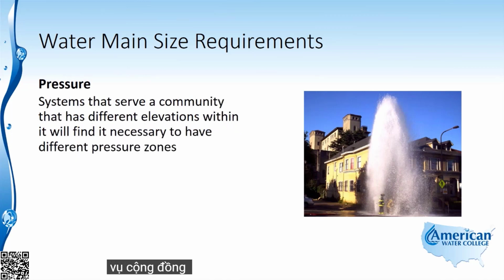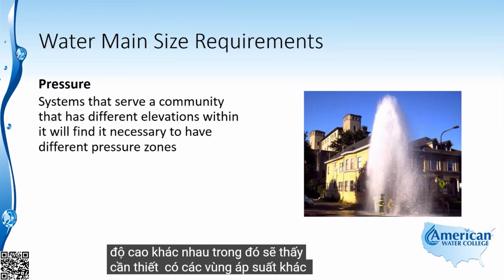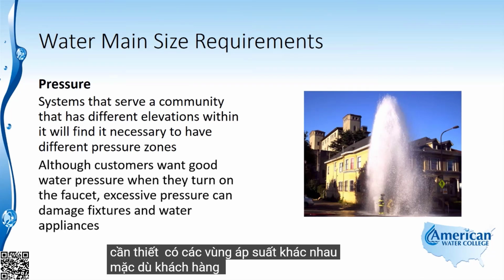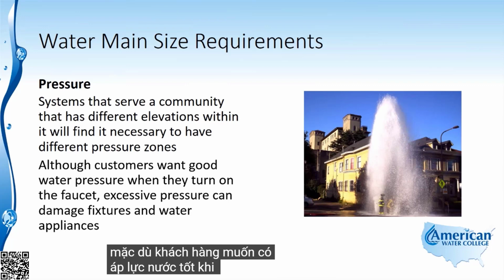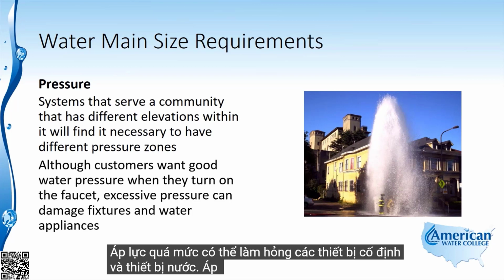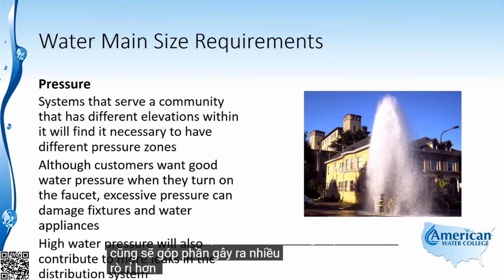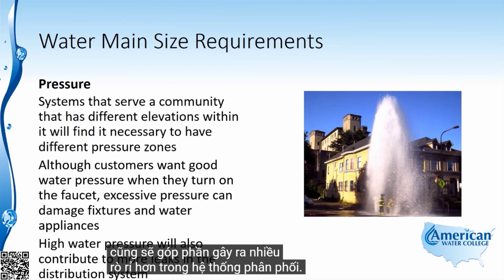Systems that serve a community that has different elevations within it will find it necessary to have different pressure zones. Although customers want good water pressure when they turn on the faucet, excessive pressure can damage fixtures and water appliances. High water pressure will also contribute to more leaks in the distribution system.